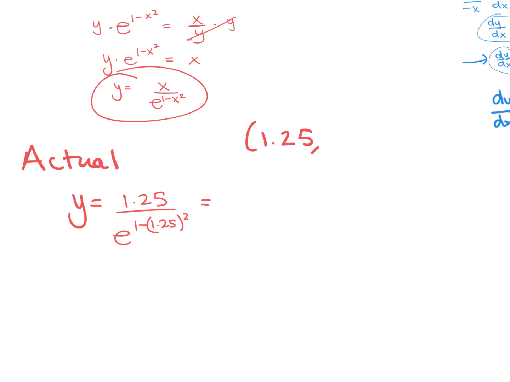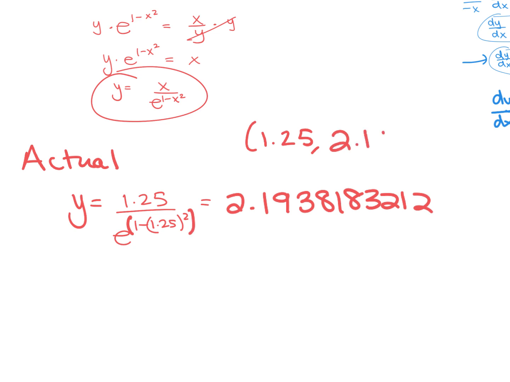We get 1.25 divided by e to the power of 1 minus 1.25 to the second power. And it looks like our answer there, the actual value, is 2.1938183212. Now that's quite a bit of an error because remember our estimate was 1.75.